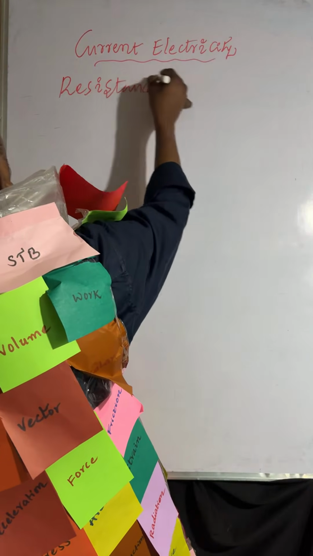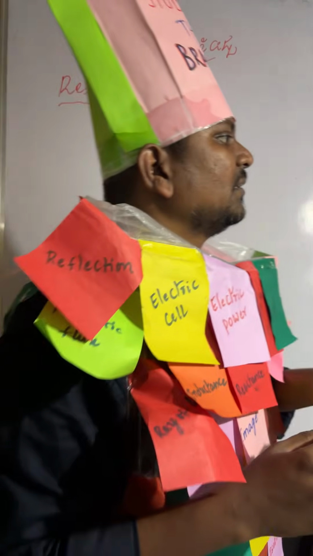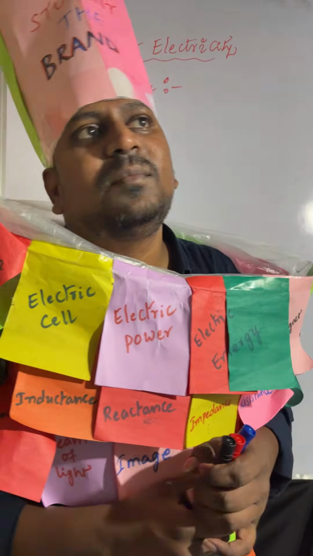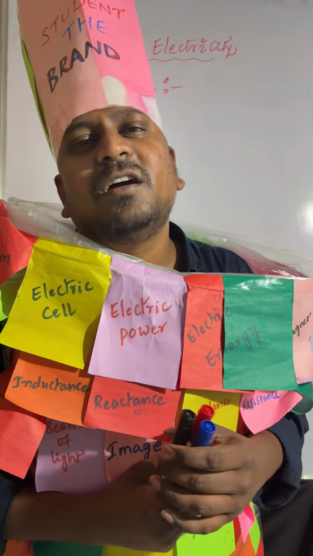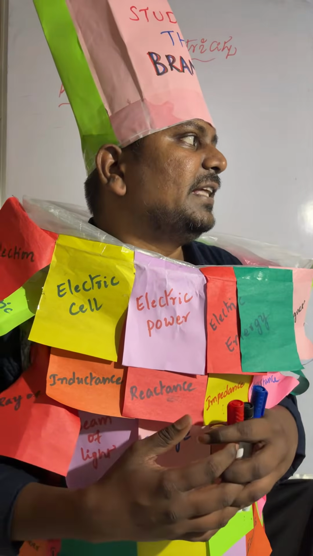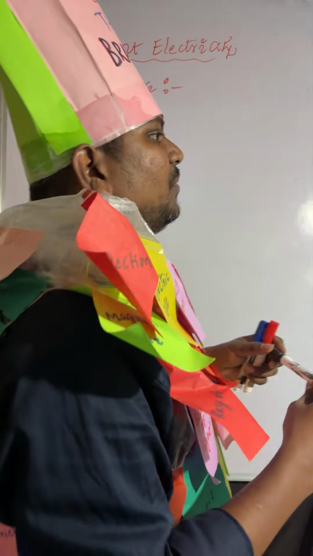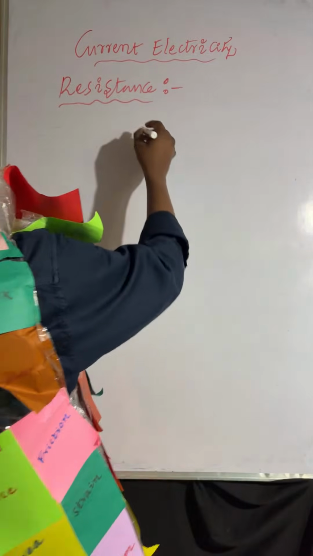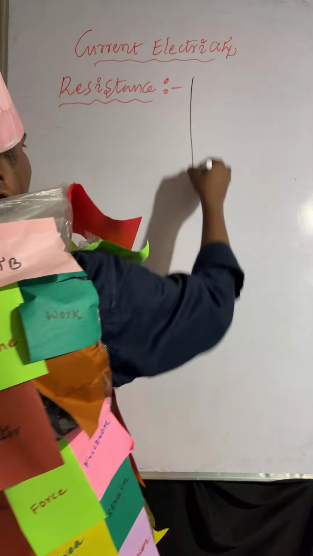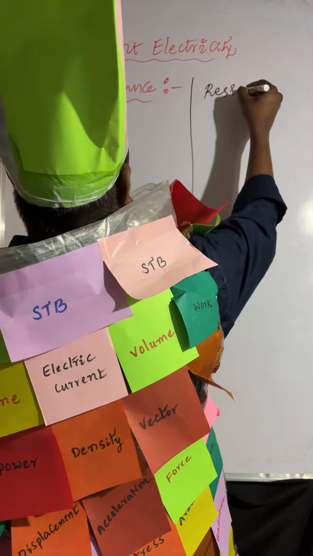Resistance. So what is the resistance? Resistance is nothing but the phenomenon of opposing the electric current. The phenomenon of opposing the electric current is called resistance. Okay. So now I'll discuss resistance and resistivity.